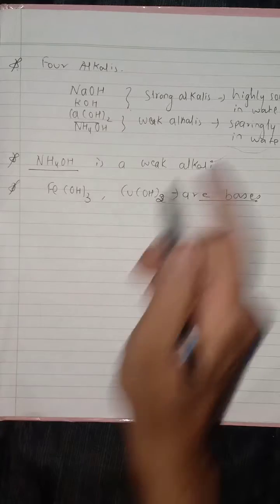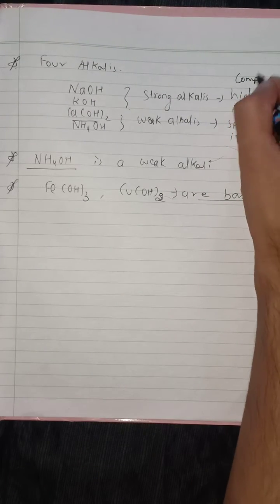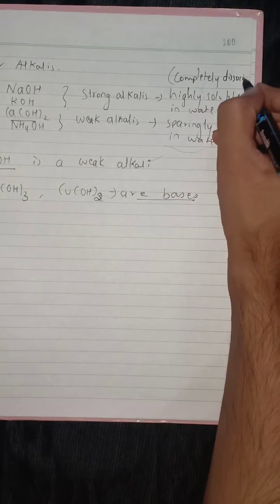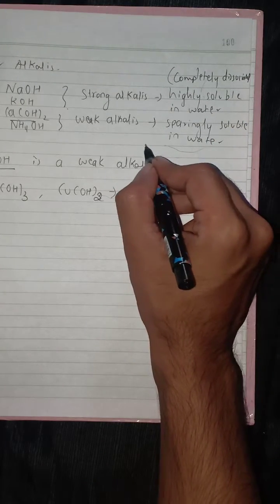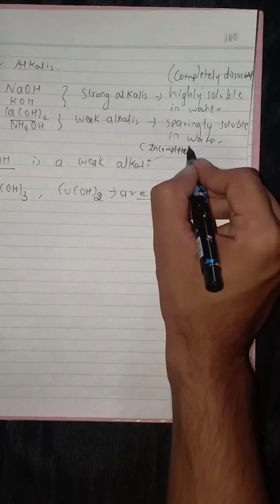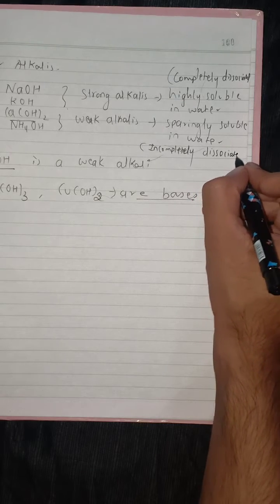And what do you mean by strong alkali? Which is highly soluble in water and gets completely dissociated, meaning completely separated. Sparingly means what? Incompletely dissociated, meaning it will not separate perfectly.